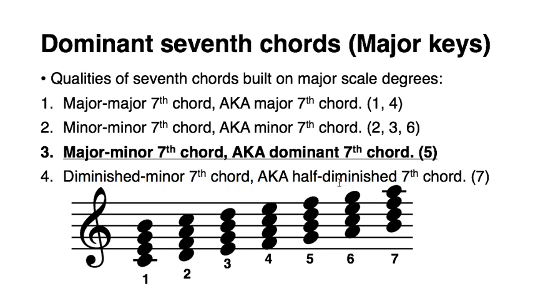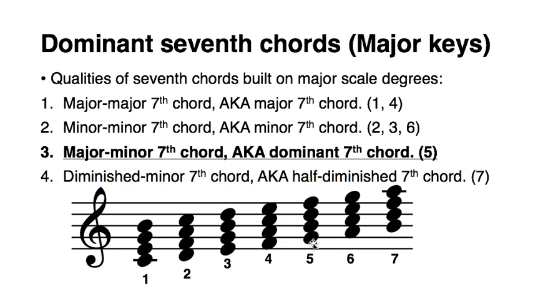This seventh chord happening only once, this specific quality of seventh chord, right? The major minor seventh chord happens only once in a major scale, and it happens to happen on this very important scale degree 5. This makes it so that the dominant seventh chord is a really special sort of seventh chord. There are other reasons too.